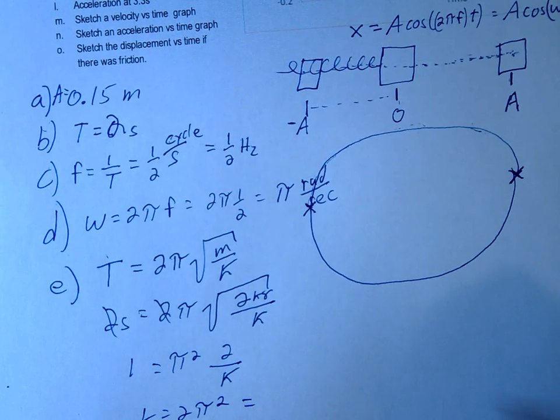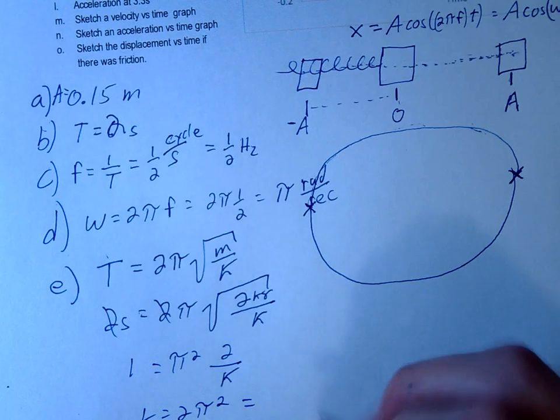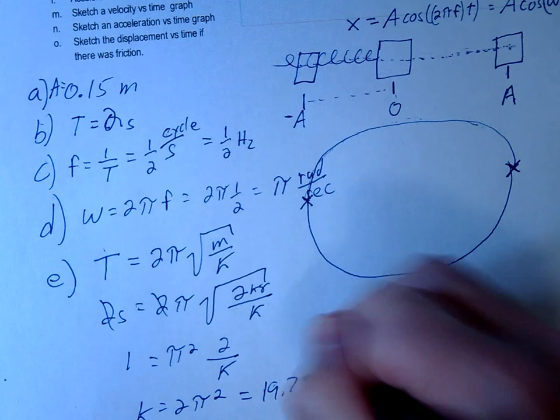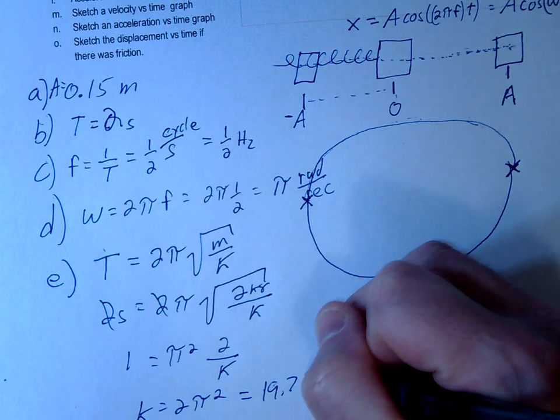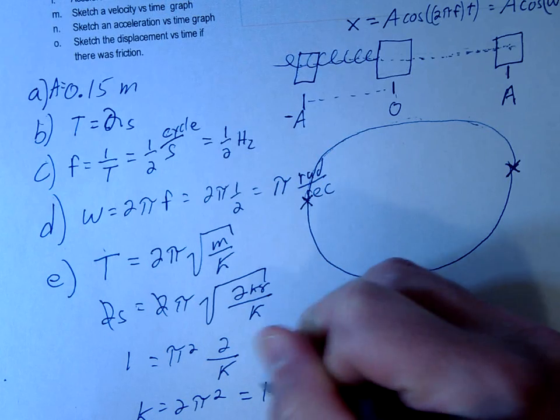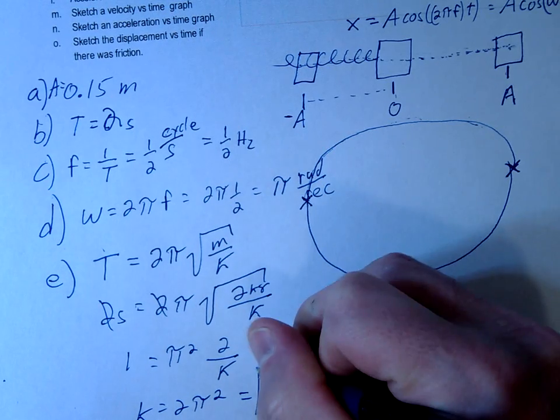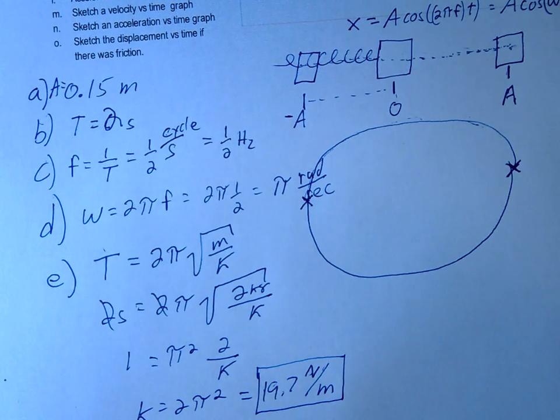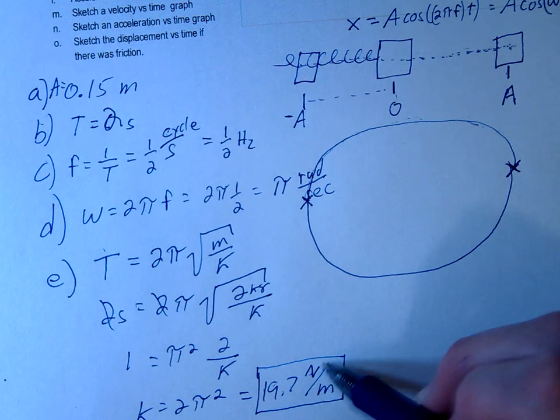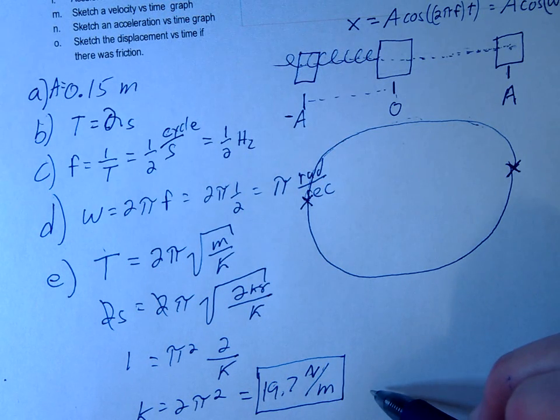Okay, plug that into your calculator. 2 pi squared gives us 19.7. Remember, the units are newtons per meter. That's essentially telling us the stiffness of our spring. It takes 19.7 newtons to move the spring 1 meter.